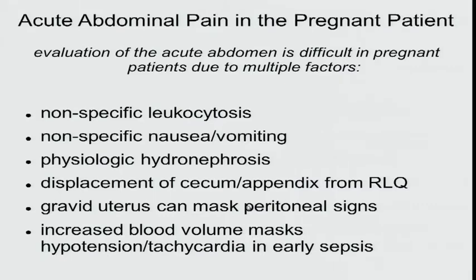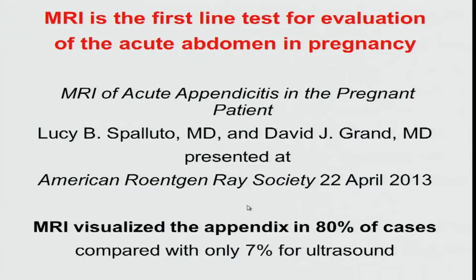So she may not be tachycardic. She may not be dropping her blood pressure. She has a white count. She's got hydronephrosis. You don't know if she has peritoneal signs. Very confusing clinical picture. Okay, so MR is the first line test for evaluation of the acute abdomen in pregnancy.